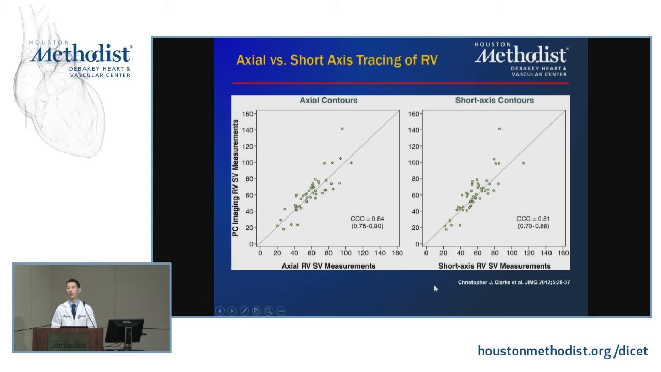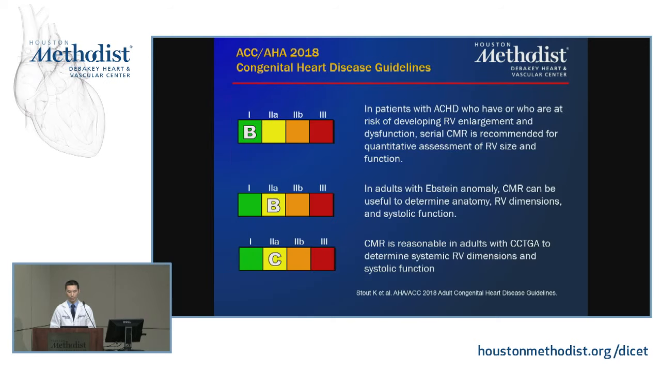So why would we do one over another? I do argue that, at least for the case of Ebstein's anomaly, where the tricuspid valve is more apically displaced, especially the septal leaflet, the axial tracings are much better for those situations. And so there is a role for doing axial cuts in that situation.